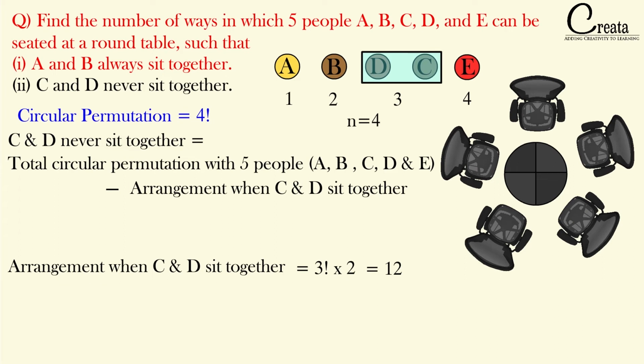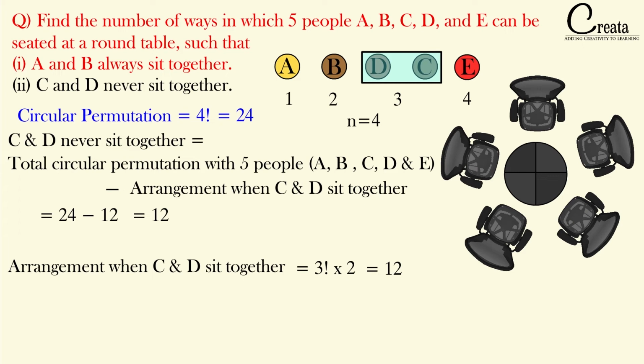Okay. And initially we calculated the total number of arrangements in which all these 5 people can sit in a circular way, which is 5 minus 1, that is 4 factorial. So let's see the cases in which C and D do not sit together. It will be equal to the total number of cases minus the cases when C and D are sitting together. That will be equal to 24 minus 12, that is 12. Got it? So for the second case, we got our answer as 12.